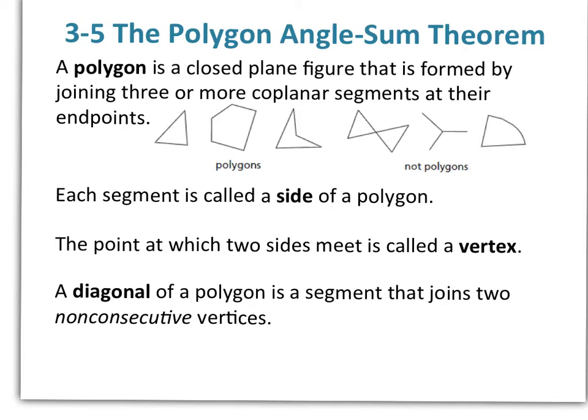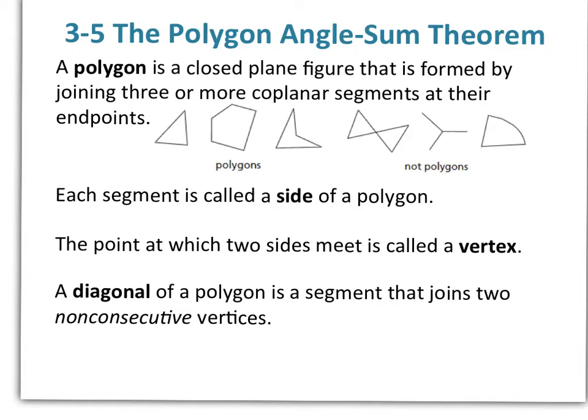Okay, we're going to look at section 3.5 and the polygon angle sum theorem. So a polygon is a closed plane figure that is formed by joining three or more coplanar segments at their endpoints. And there's some examples of some polygons and some non-polygons.